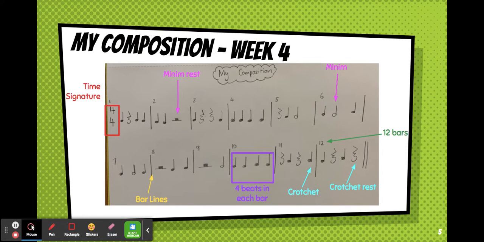We also tried to get our composition to look something like this. So you can see clearly that my composition has got 12 bars, and then you can see that I've clearly indicated the different things that we had to include. So I've got minims, I've got minim rests, I've got a time signature, I've got bar lines all throughout to separate my music, and I've got 4 beats in each bar. I've also got crotchets and crotchet rests, but I wasn't up to quavers yet, so I haven't included those quavers or those quaver rests, but you'll see with my composition today that I have included some quavers and some quaver rests as well.